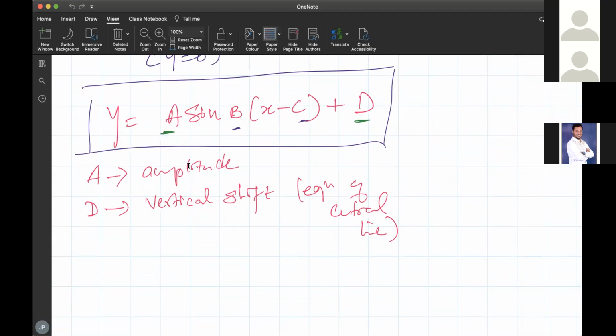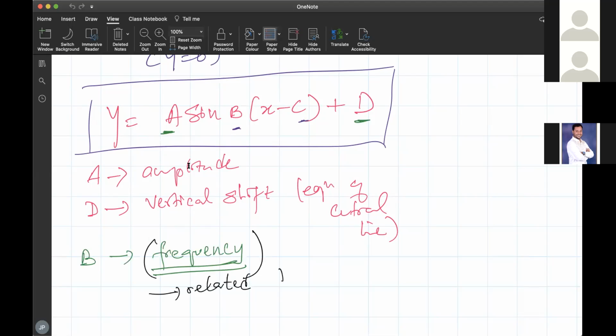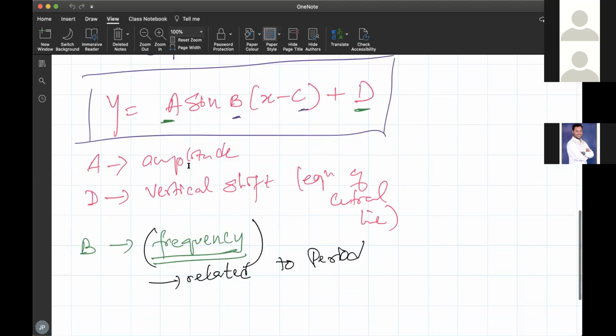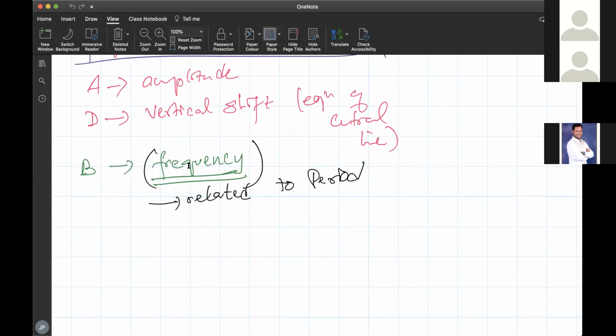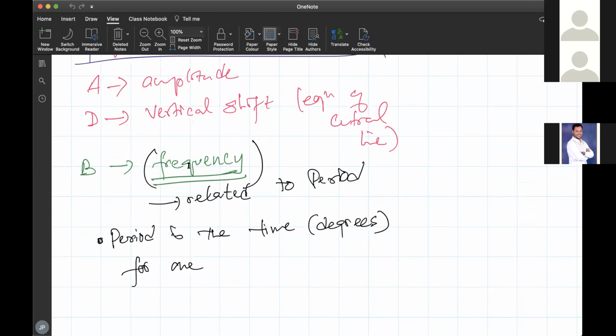B refers to what we call the frequency, or the number of sine waves. Frequency is more of a physics term, so we can just say it's related to period. Now what are these words, frequency and period? New words I'm using. So let's write down what period means. Period is the time, sometimes in degrees, and the time can be in any form also. So period is the time in degrees for one complete sine curve or wave.